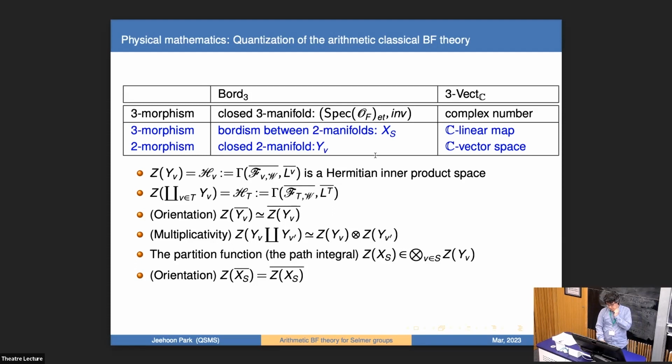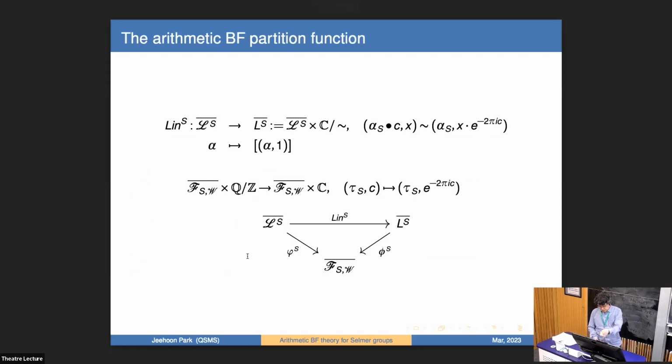Finally, the most important thing is the path integral, this partition function. We'll define it following the procedure of QFT, this Z X of S. That will be an element of these boundary Hilbert spaces, and the orientation also works here. Here's a definition. I just wrote down explicitly how to construct the line bundle out of the Q Z torsor. This is a little awkward notation, linearization. So Q Z torsors have corresponding line bundles.